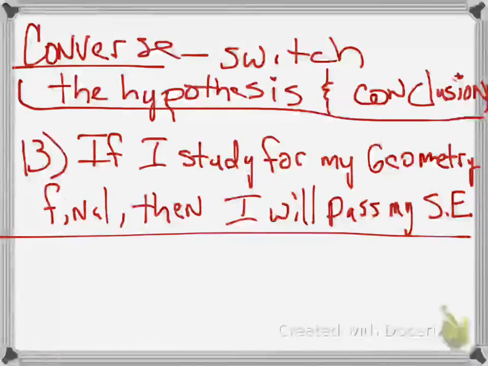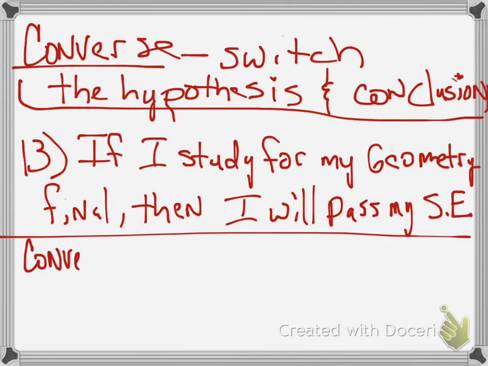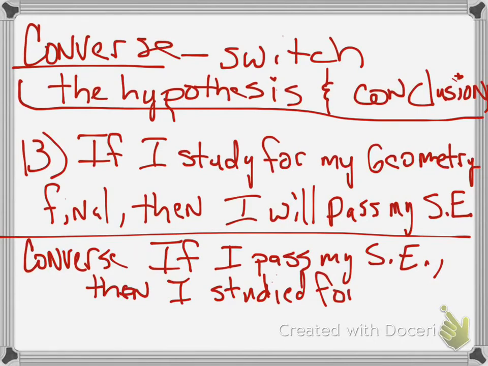So if I study for my geometry final, then I will pass my semester exam. Switch that: if I pass my semester exam, then I studied for my geometry final. That's it right there. Something simple like that should work. Okay? Don't overthink it. Should be easy.